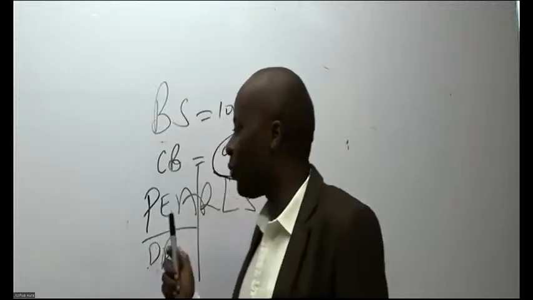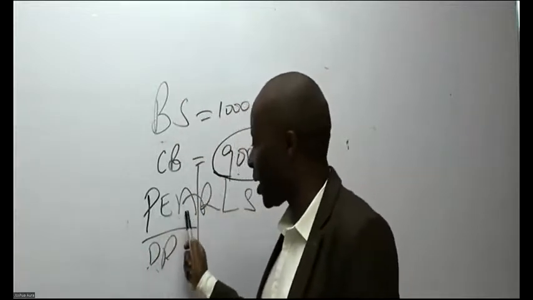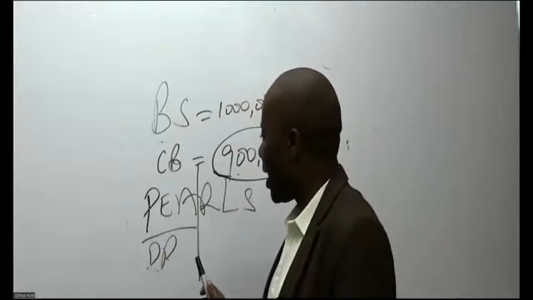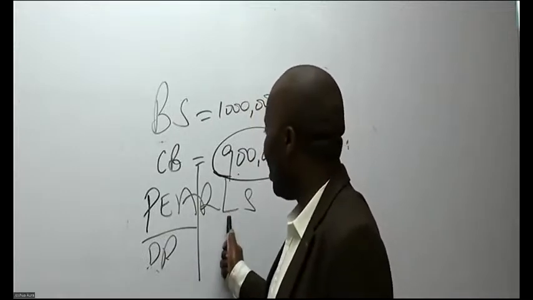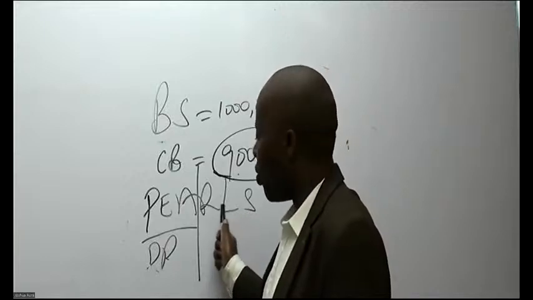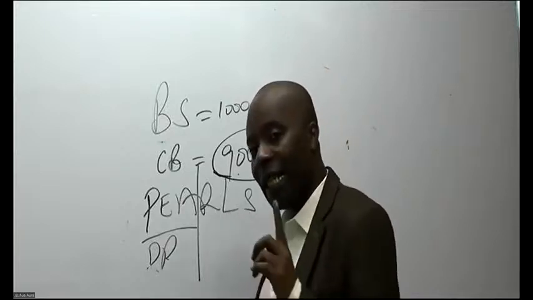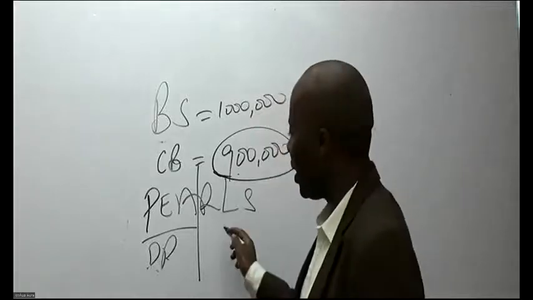The most important thing is for us to appreciate that purchases, expenses, and assets, whenever they increase, we debit. And then we have revenue, liabilities, and share capital. Whenever they increase, we do the opposite. We credit.